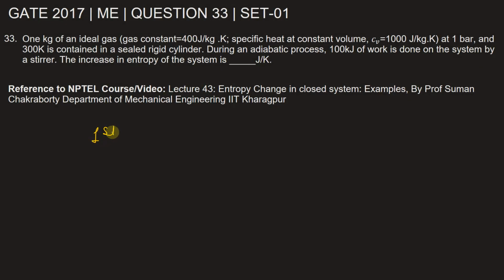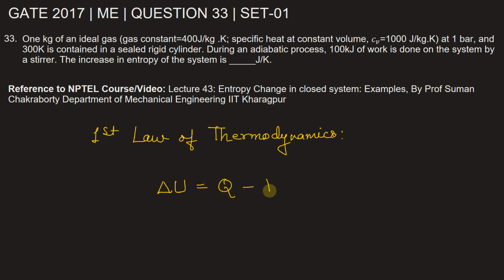From the first law of thermodynamics, the change in internal energy of the system is equal to the heat added to the system minus the work done by the system. Now for this problem, it's given that the process is adiabatic. That means the heat added in the system will be 0. There is no heat interaction in the system. Therefore, this term goes to 0.